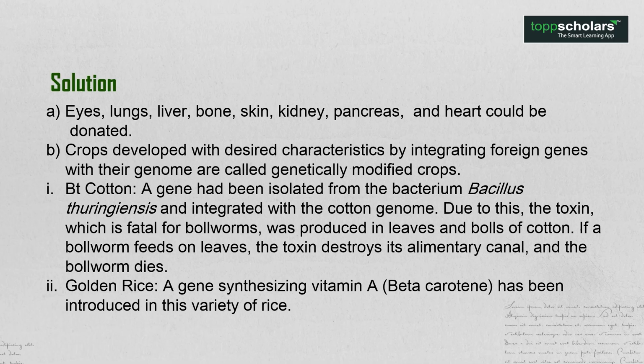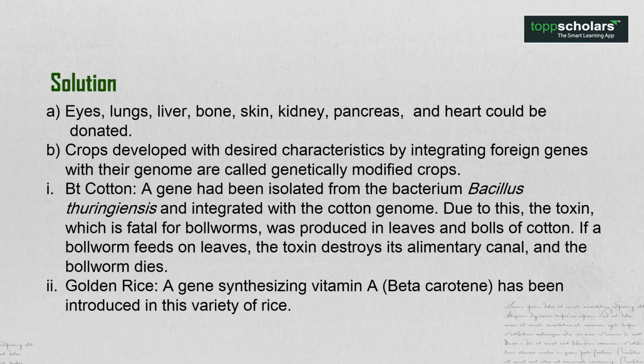Answer B. Crops developed with desired characteristics by integrating foreign genes with their genome are genetically modified crops. Examples. Number 1. Bt cotton. A gene had been isolated from the bacterium Bacillus thuringiensis and integrated with the cotton genome. Due to this, the toxin, which is fatal for bollworms, was produced in leaves and bolls of cotton. If a bollworm feeds on the leaves, the toxin destroys its alimentary canal and the bollworm dies.